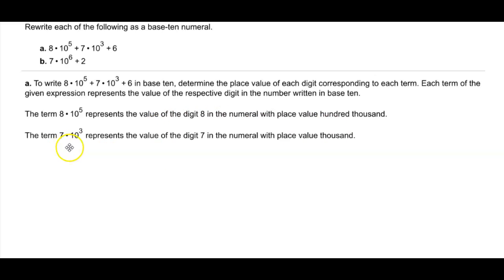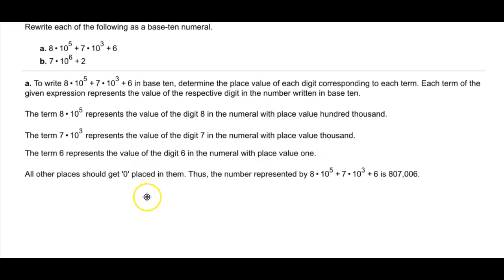The term 7 times 10 to the 3rd, well 10 to the 3rd is 1,000. So therefore that represents the value of the digit 7 in the numeral with place value 1,000. The term 6 represents the value of the digit 6 in the numeral with place value 1. Now it says all other places should get 0 placed in them.